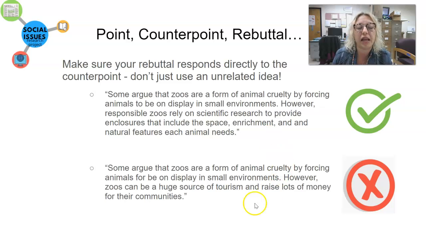As opposed to, don't do this, some argue that zoos are a form of animal cruelty by forcing animals to be on display in small environments. However, zoos can be a huge source of tourism and raise lots of money for their communities. True, but it doesn't respond directly to the counterpoint that it's animal cruelty, right? So logically, it's not as good of a rebuttal.